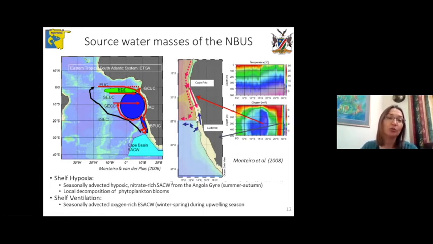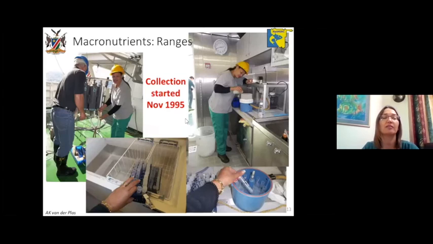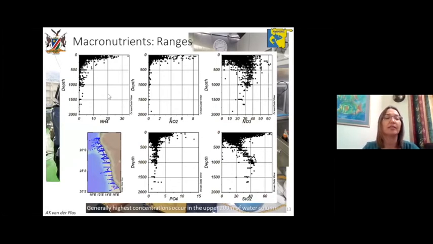So I've alluded also, besides the oxygen here, to the nutrients, and I know Natalia has also talked a little bit about this. So let's have a look briefly now at the macronutrients. We started collecting them at the end of 1995, and here when you look at nutrients, here you have ammonia, just the general distribution, nitrate, phosphate here, and silicate. You see that most of the variability and also the highest nutrients are in the upper about 200.